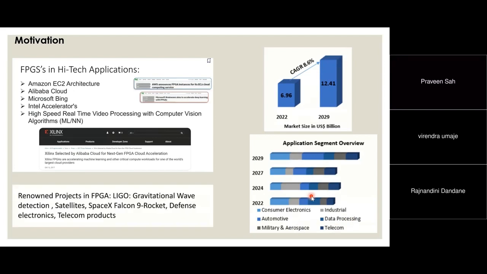Some of the projects where FPGAs are used include renowned projects like LIGO, which is a kind of wave detection. You can search more about this. They basically detect gravitational waves, and they are using FPGA in their projects. Satellite applications use FPGA, as did the SpaceX Falcon 9 rocket. They are also used for defense electronics and telecom products.